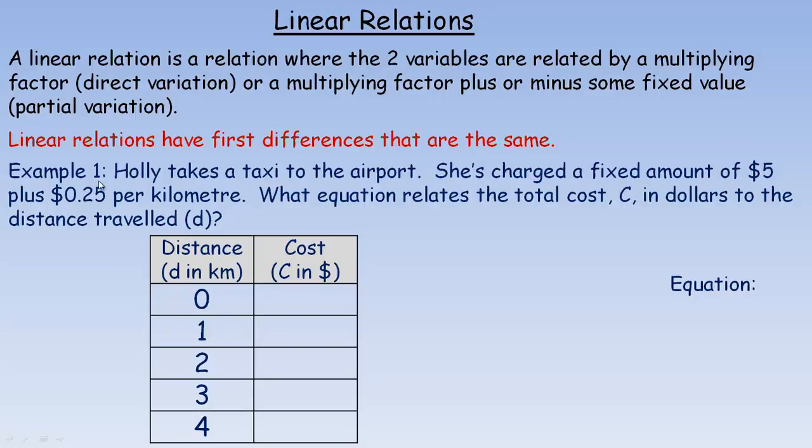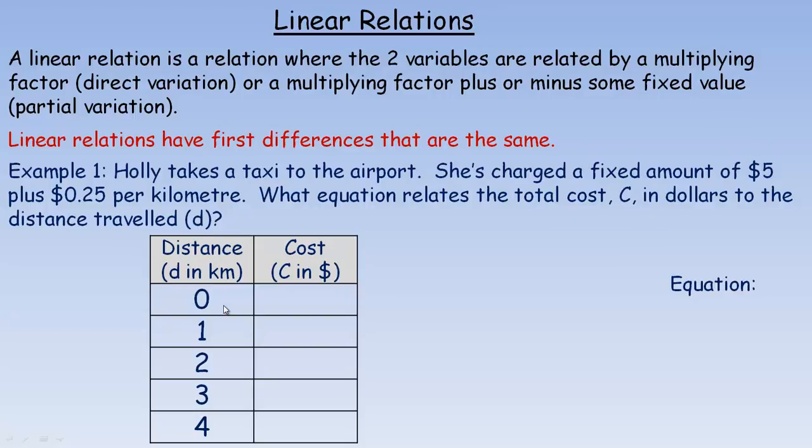So first of all, example 1: Holly takes a taxi to the airport. She's charged a fixed amount of $5, plus on top of that she is charged 25 cents per kilometer, or $0.25 per kilometer. What equation relates total cost C in dollars to the distance traveled, which we'll call D?